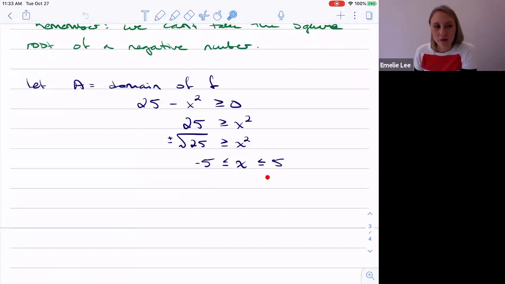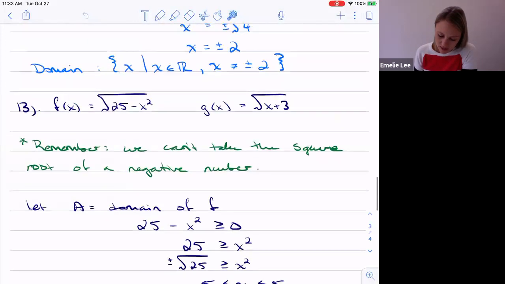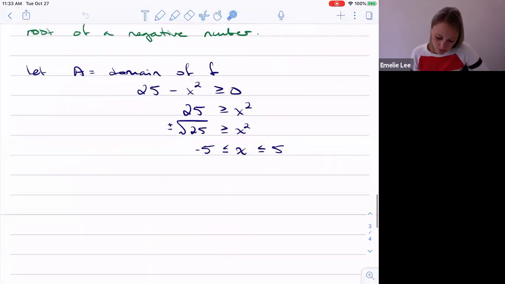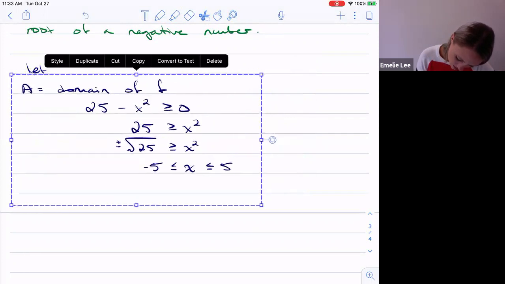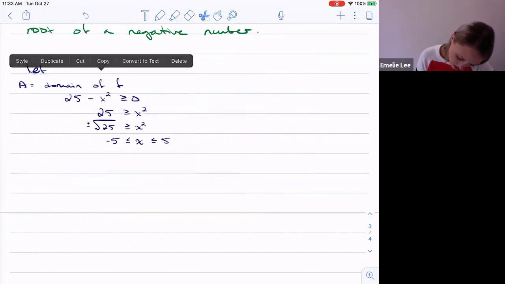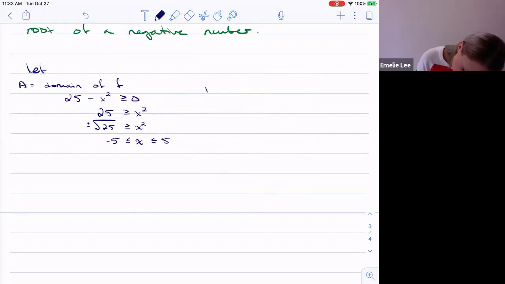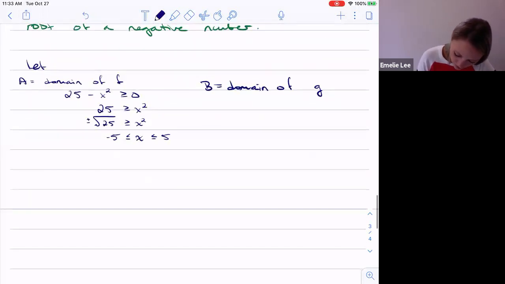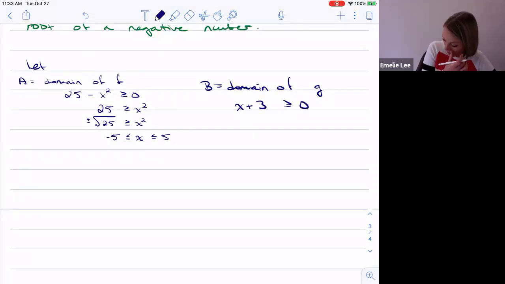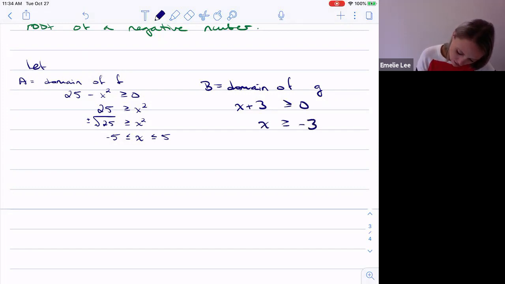The domain of g is similar. It's a little bit easier. It's just that x plus 3 has to be greater than or equal to 0. What I'm going to do is squeeze this onto the same page, and let B be the domain of g. So g of x is x plus the root of x plus 3. So x plus 3 has to be greater than or equal to 0, which means x has to be greater than or equal to negative 3.